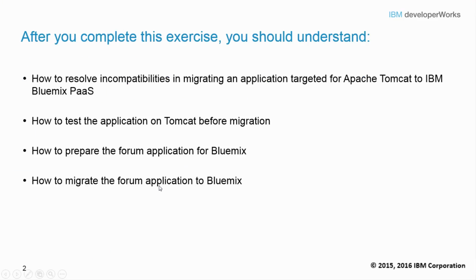So far we talked about how to resolve incompatibilities in migrating an application targeted for Apache Tomcat to the IBM Bluemix PaaS, and we discussed how to set up the demo and test the application on Tomcat before migration, and we talked about how to prepare the forum application for the Bluemix, and lastly we ended the demo by demonstrating migrating the forum application to the Bluemix and testing the application which is deployed to the Bluemix.